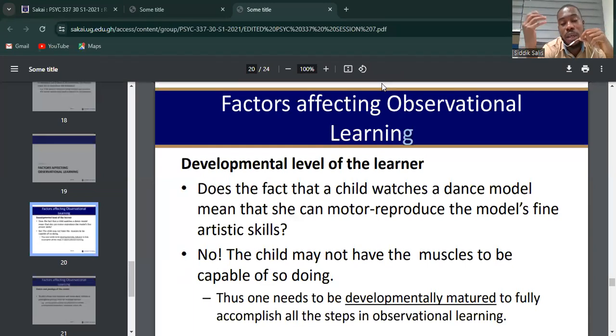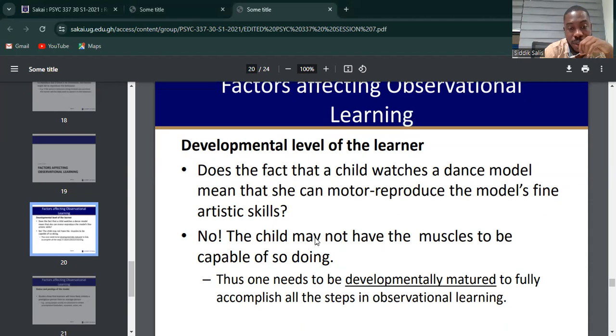So if a child watches Bukom Banku, he can remember how Bukom Banku was. He can pay attention, watch the fight till the end, but he cannot fight like Bukom Banku. Why? Because he's not biologically developed to that level. So the question is, does the fact that a child watches a dance model mean that she can motor reproduce the model's fine artistic skills? The answer is no. So here maturation or maturity counts. Let's move to the next one.